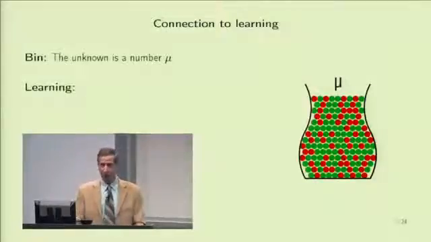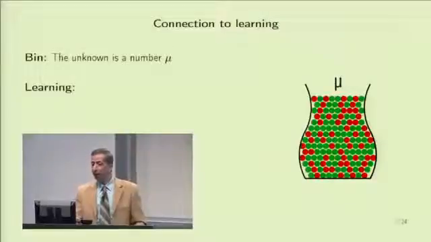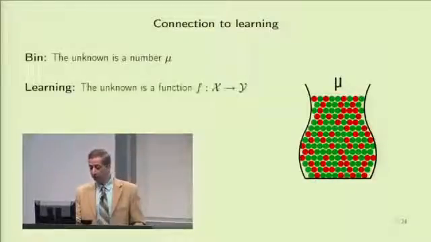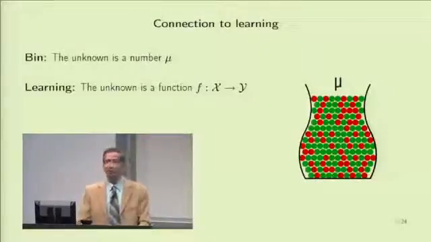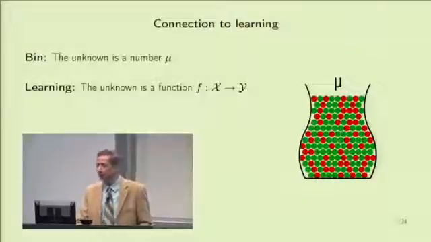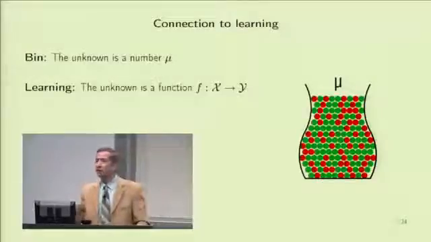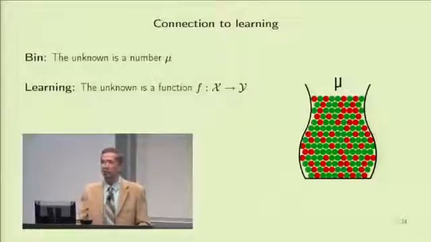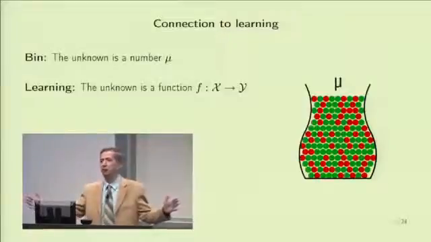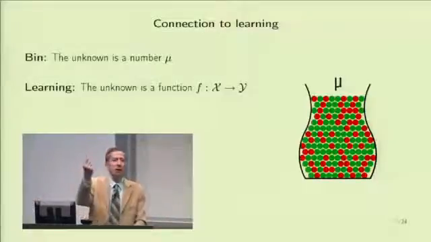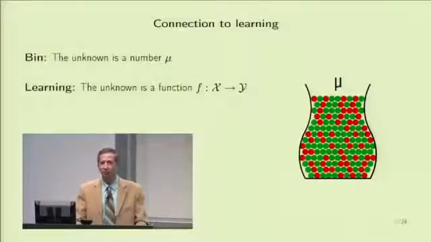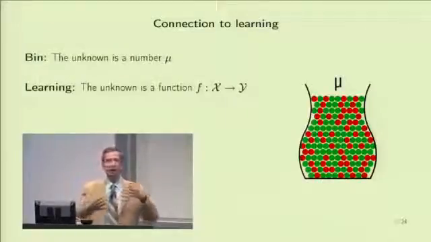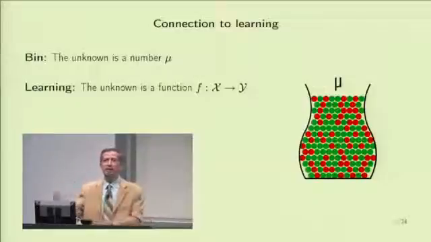What is the frequency inside the bin? In the learning situation that we had, the unknown quantity we would like to decipher is a full-fledged function. It has a domain X that could be a d-dimensional Euclidean space. Y could be anything, could be binary like the perceptron, could be something else. That's a huge amount of information. The bin has only one number. This one, if you want to specify, that's a lot of specification. So how am I going to relate the learning problem to something that simplistic?